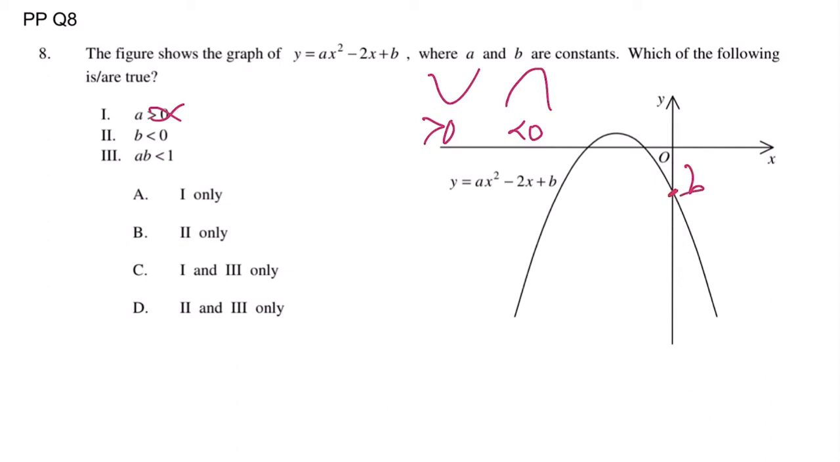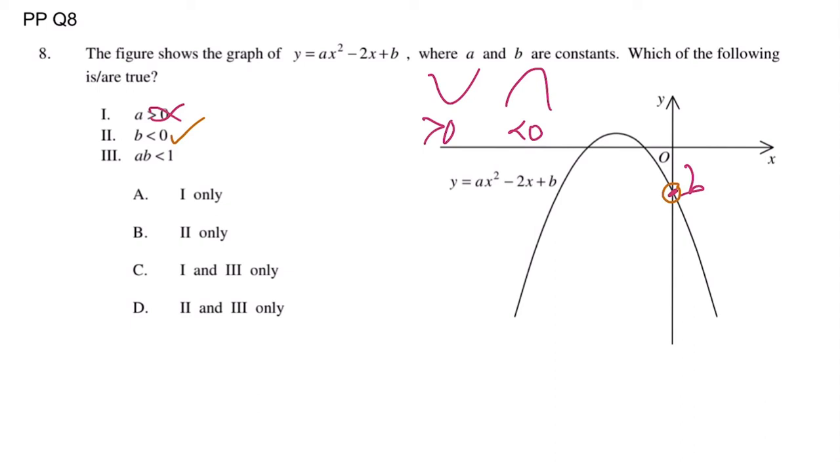So what do we do with that? From the equation, it's b. How about from the graph? Is it positive or negative? This is the 0. If it's above that, it's positive. If it's below that, it's negative. So that's why b is negative. In other words, the second choice is correct.